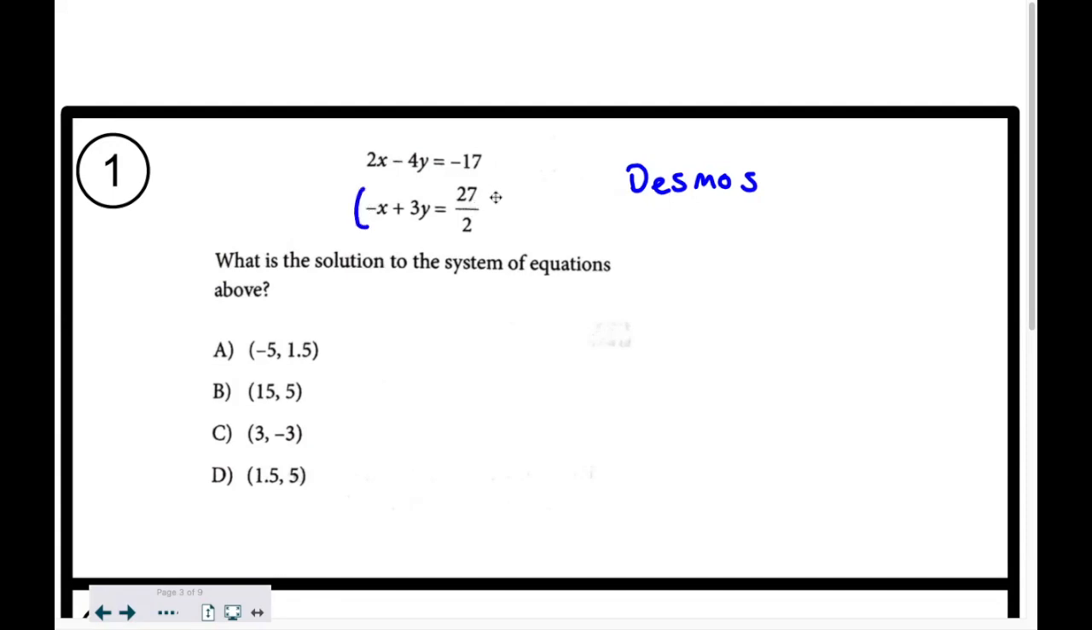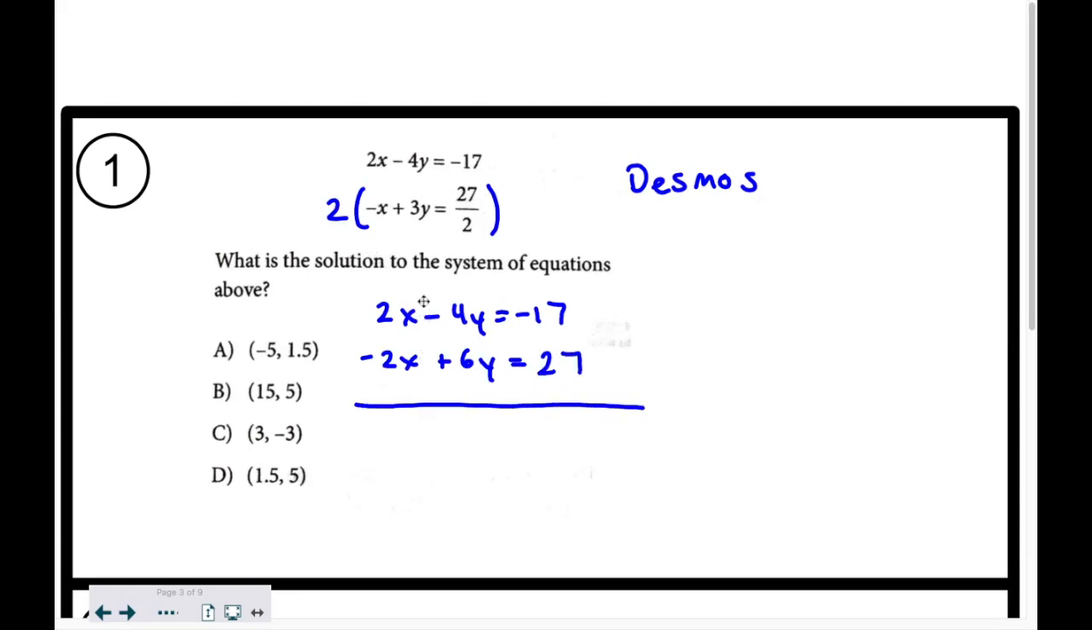So I could multiply this by 2. The first equation was 2x minus 4y equals negative 17. And then if I multiply this equation by 2, I get negative 2x plus 6y, and 2 times 27 over 2 is 27. And then I'm going to add the equations together.